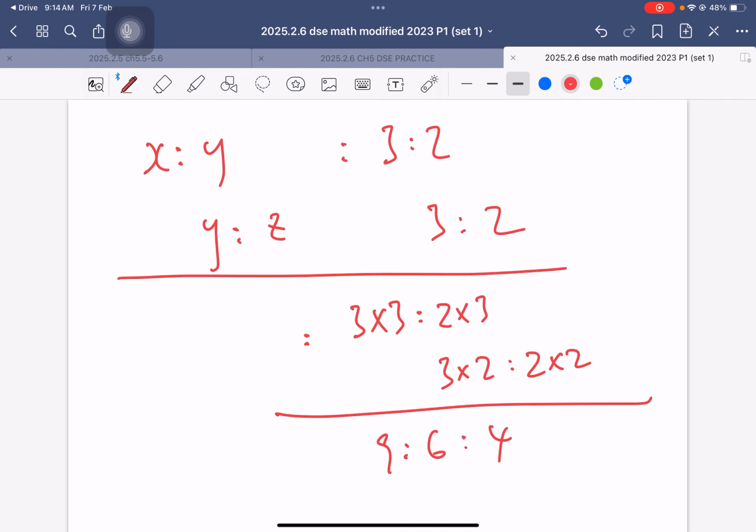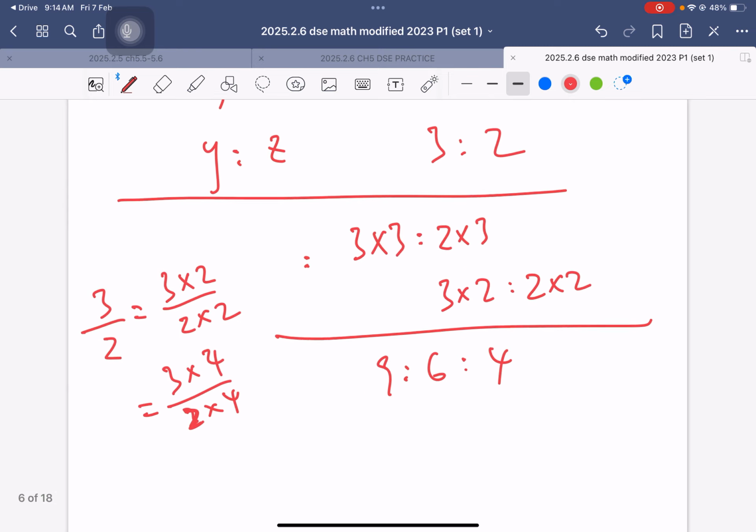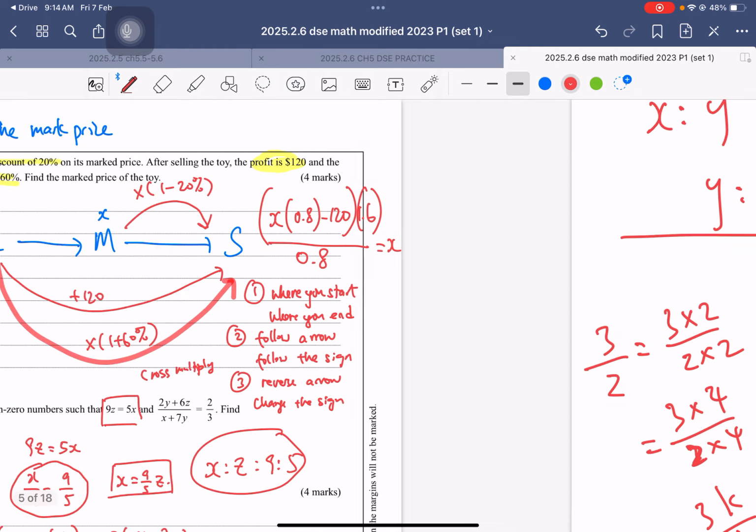Because this is the ratio. When you times the number on one side, you need to times the number again on the other side. They should be the same. Because if I have 3 over 2, this is equal to 3 times 2 over 2 times 2. This is also equal to 3 times 4 divided by 2 times 4. When you times the number, just divide it back. It's also equal to 3k divided by 2k, isn't it? Okay, understand now?